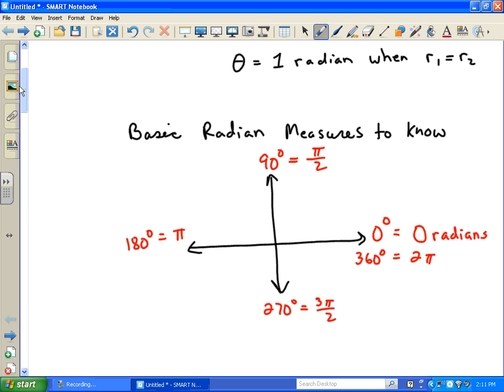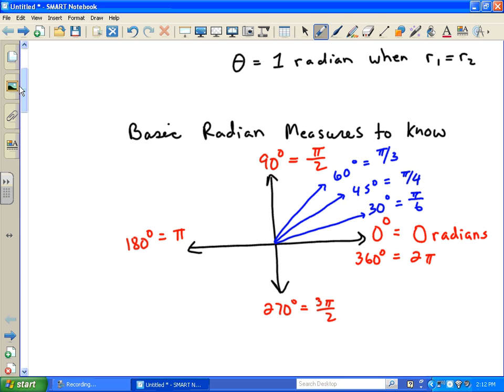There are also some basic radian measures that you need to know that are in the first quadrant. There are also more in quadrants 2, 3, and 4, but we'll talk about those at a later date. The first one that I need you to know is 30 degrees. 30 degrees in radian measure is pi over 6. The next one is 45 degrees. 45 degrees in radian measure is pi over 4. And then the last one in quadrant 1 is 60 degrees. 60 degrees in radian measure is pi over 3.